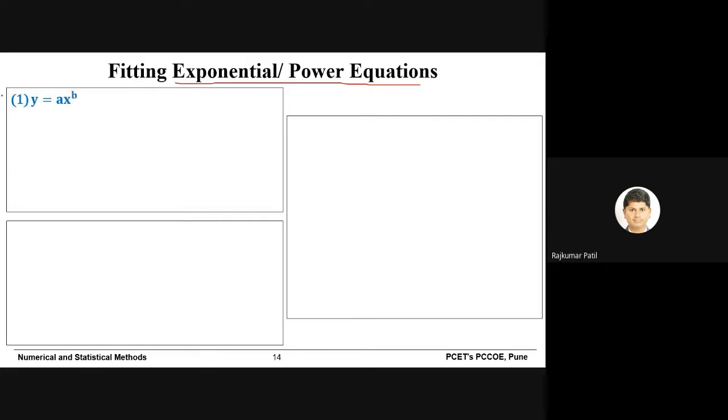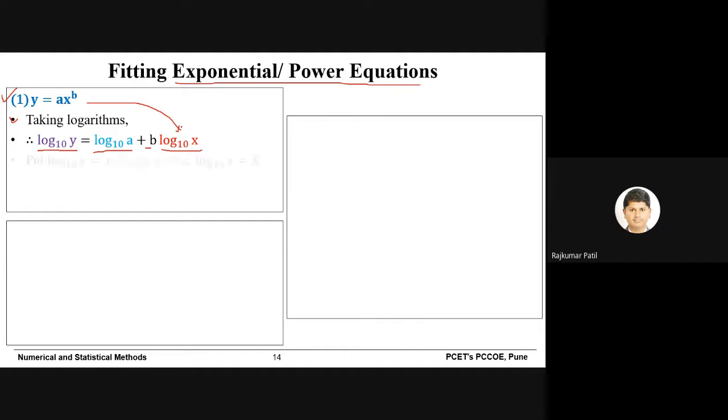Generally, let's consider this first equation, y is equal to a x raised to b. This is one form of the exponential or power equation. When we go for solving such an equation, we need to linearize it. If we take the logarithm on both sides of the equation, then it can be linearized. After taking the log, y will become log to the base 10 y, a will become log to the base 10 a, plus b log to the base 10 x. So this is the linearized form of this equation.